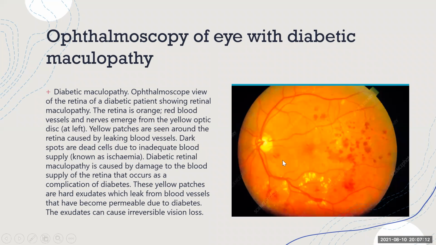So if in any ophthalmoscopic pictures you will find these dark spots, you will find this yellowish optic disc area from where the blood vessels are protruding, and you will find the yellowish hard exudates, especially over the lower surface just beneath the optic disc. You can easily correlate this as diabetic maculopathy ophthalmoscopic findings.